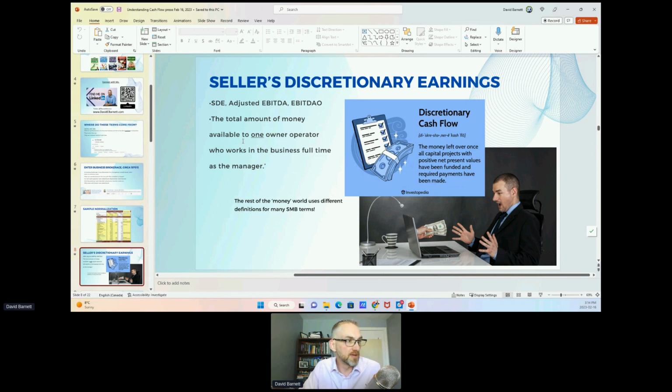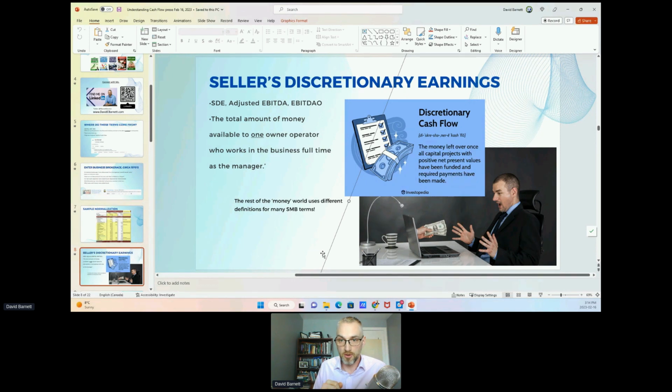It's the total amount of money available to one owner operator who works in the business full time as the manager. And so the reason I've underlined the word one is one of the most common errors that I often see when I'm looking at SIMs and business profiles that are created by business brokers is that if there's more than one owner working in the company, they'll add back all of their wages to create the SDE. And that's not correct. SDE is for one owner operator.